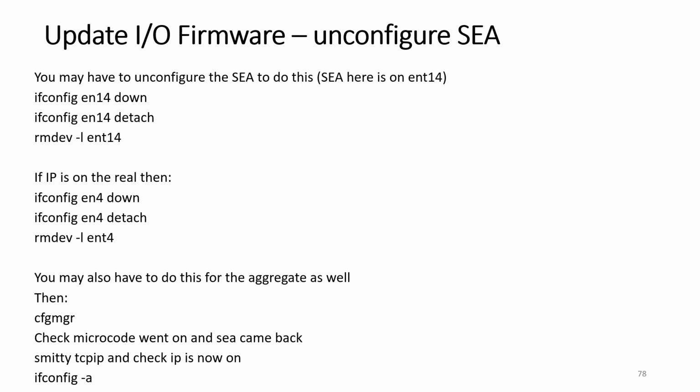So to unconfigure that SEA, you can ifconfig it down and detach it, and then rmdev -dl. And then when you're done, you can just run cfgmgr and it'll come back, check with smitty tcpip, etc. The one thing I would suggest is that ahead of time you document what all your IP settings are, just in case it doesn't come back right.